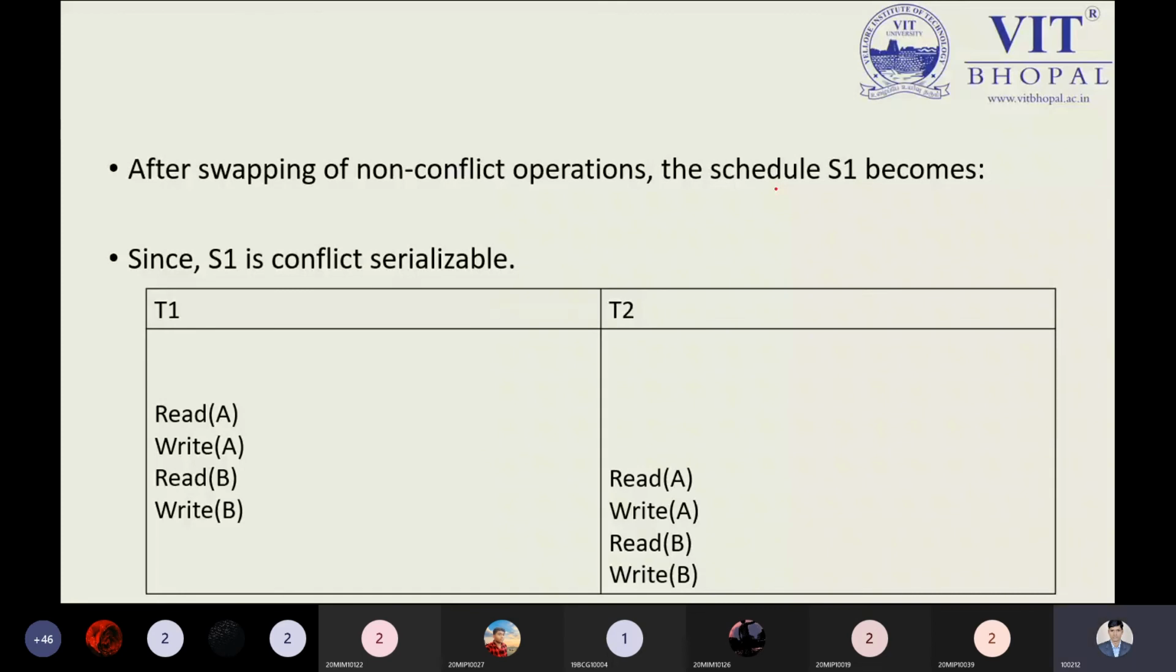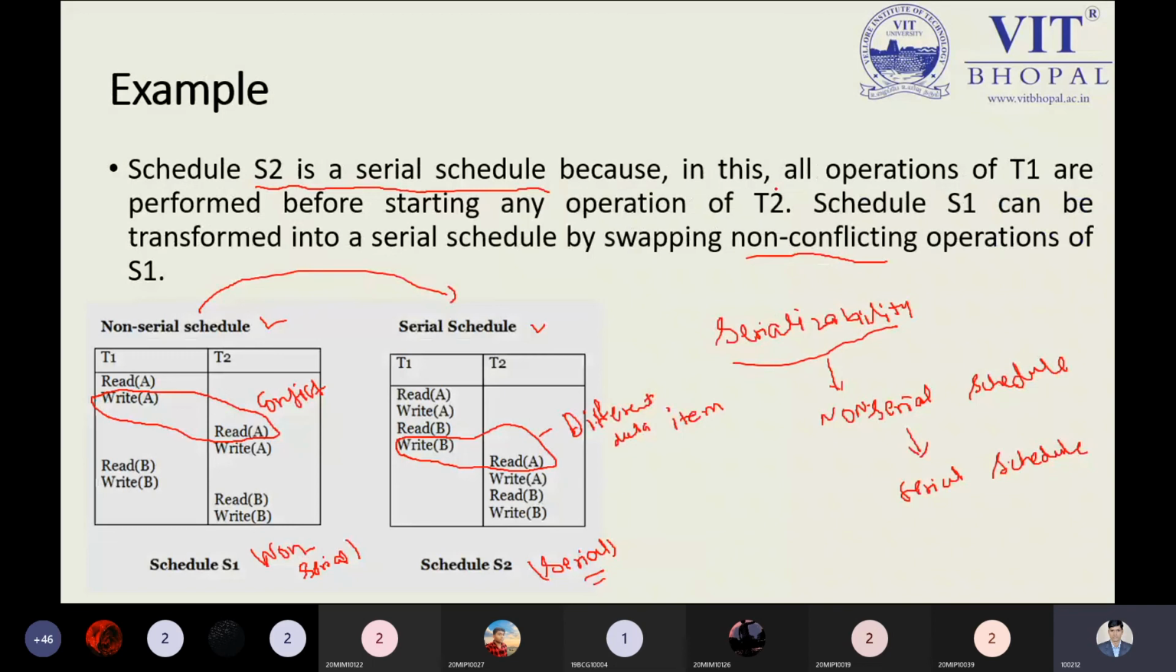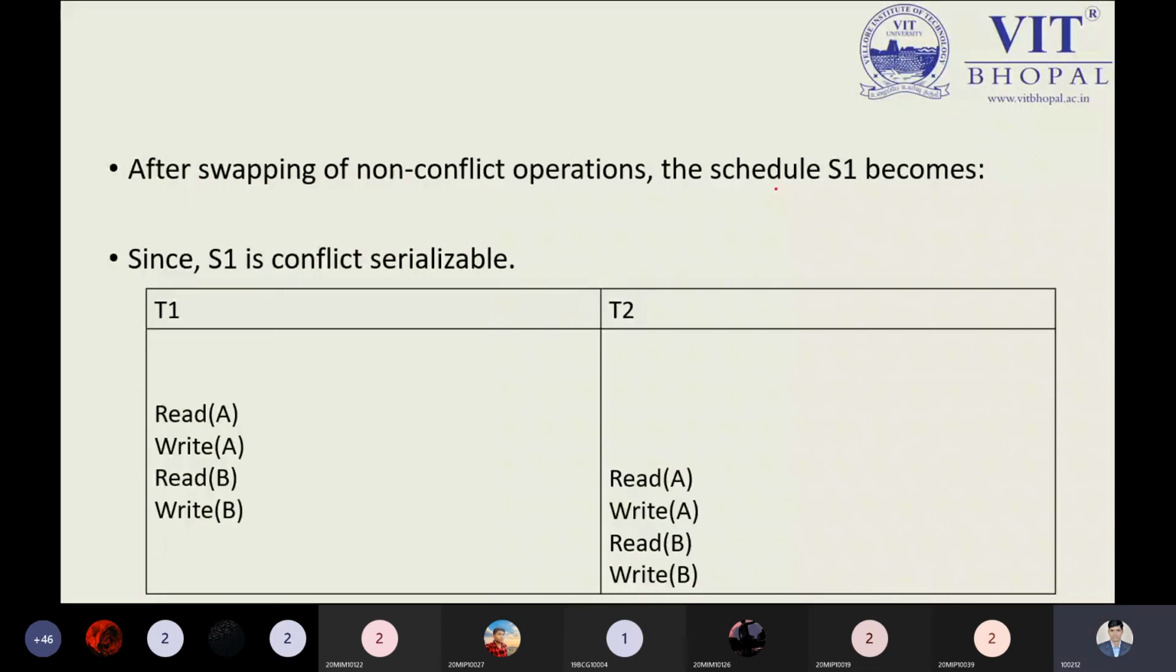Transaction T1 using read A, write A. Transaction T2, read A, write A. Transaction T1 again, read B, write B. Transaction T2, read B, write B. Now you can swap. Now where is swapping possible? So we have done the swapping. So after swapping, we will get the answer.